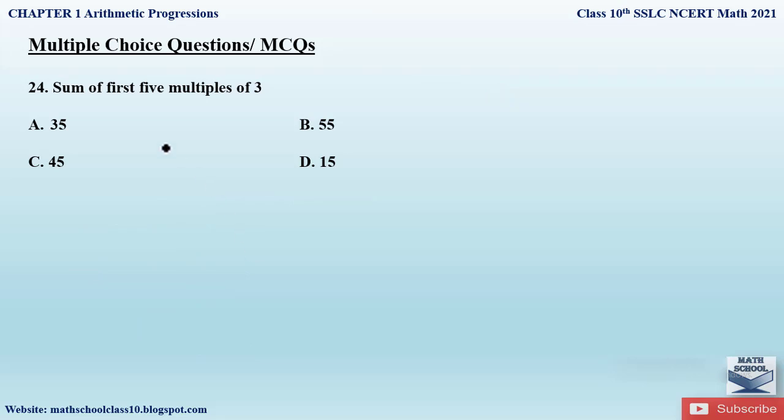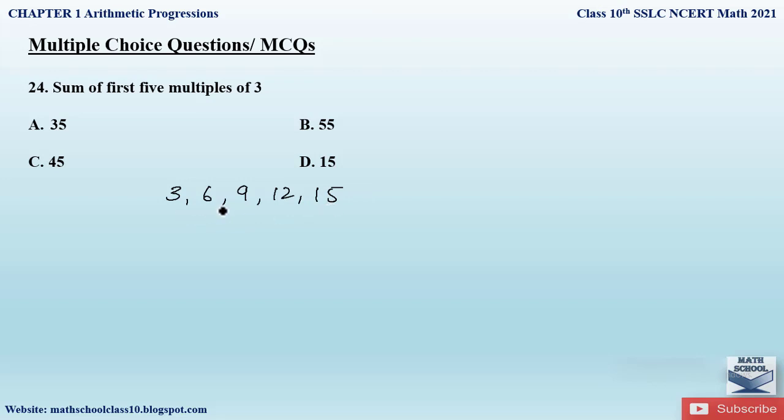Now coming to our 24th problem, sum of first 5 multiples of 3. So we have to find out sum of first 5 multiples of 3. So what are the first 5 multiples of 3? So 3 1s are 3, 3 2s are 6, 3 3s are 9, 3 4s are 12, 3 5s are 15. So these are the first 5 multiples of 3.